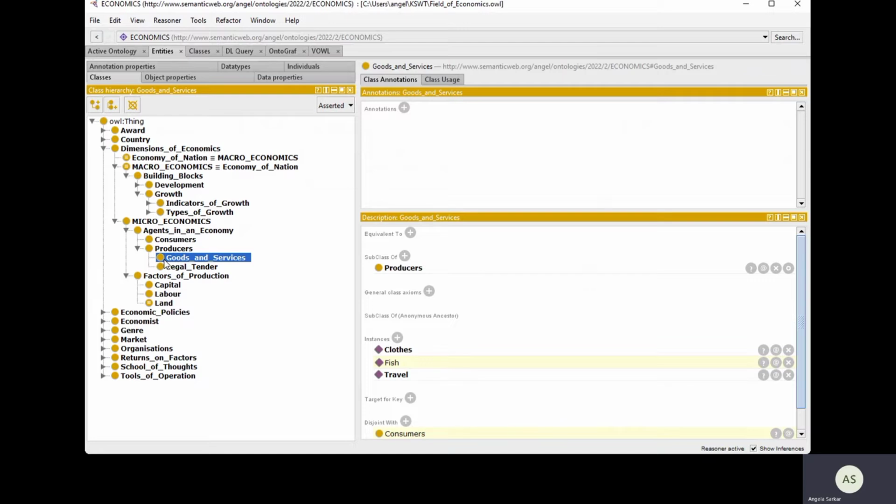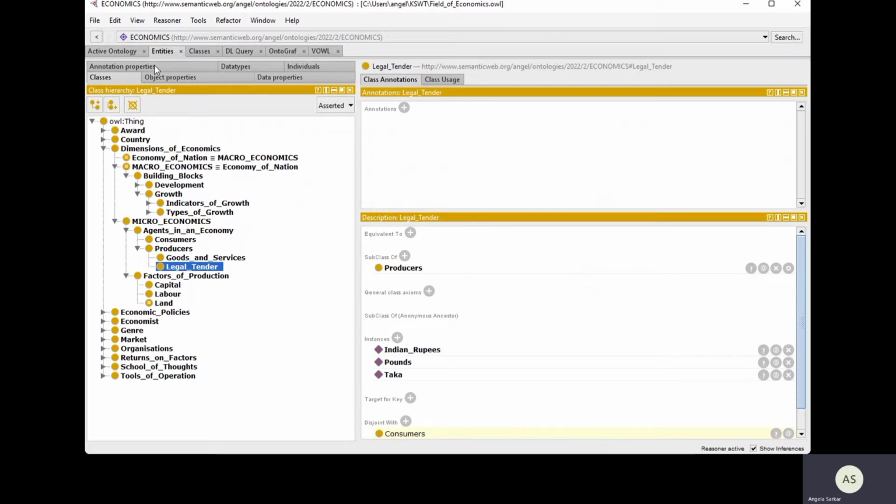If you look into goods and services, you can find that clothes, fish, travel are defined as the goods and services, and it is disjoint with consumers, which is true because these are produced by the producers and sold in a market structure, exchanged via legal tender, where the instances are Indian rupee, pounds, and taka.